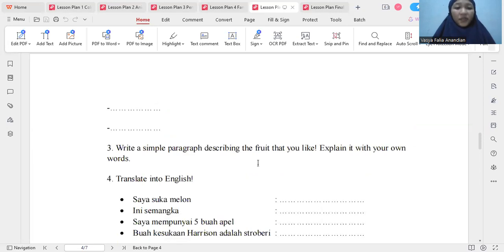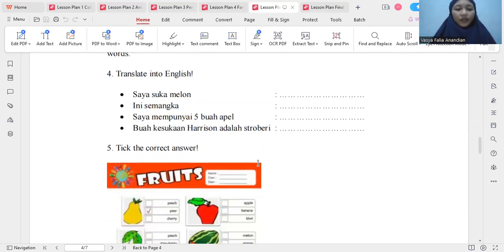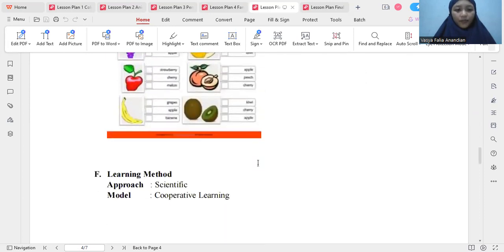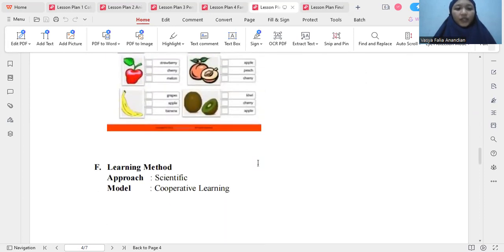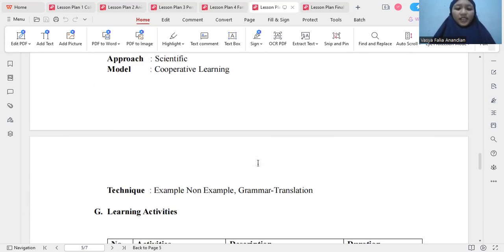Third, write a simple paragraph describing the food that students like. Explain it in the student's own words. So in this question, we can check the student's use of vocabulary and grammar, and the comprehensibility of their sentences. So the fourth is to translate from Indonesian sentences into English, and the fifth is to tick the correct answer. Learning method, approach: scientific, model: cooperative learning, techniques: example, non-example, grammar translation.